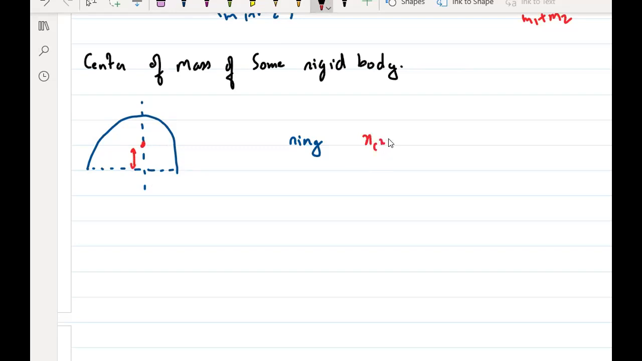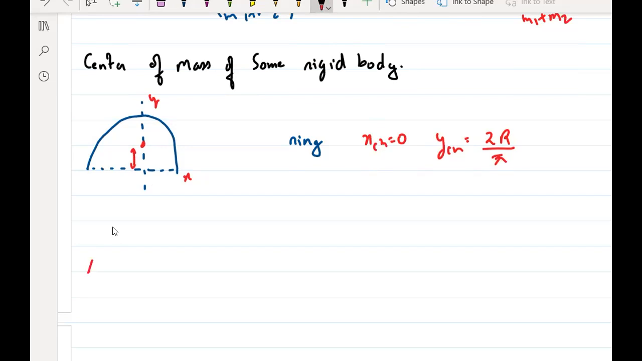XCM will be 0, as simple as that. Right? And YCM is what? Depending, this is Y-axis, this is X-axis. It is basically 2r by pi. We can find it by integrating. Homework, you try once. This is homework. You can try. The YCM would be 2r by pi. Okay? For ring. Now for disk, same thing.